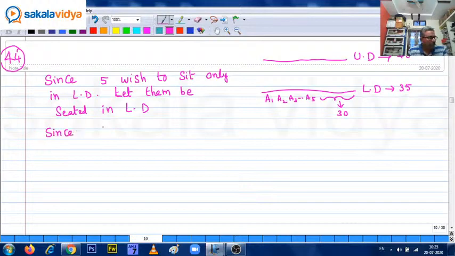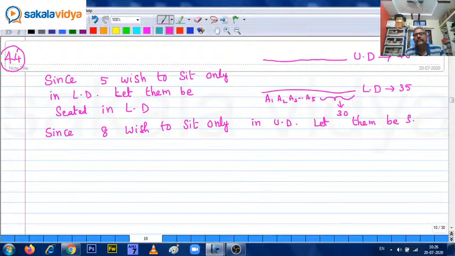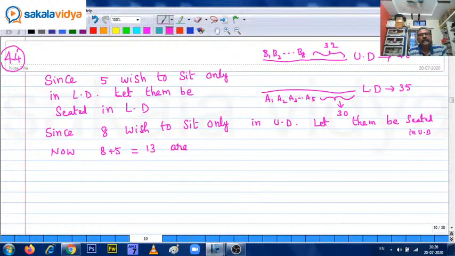Since 8 wish to sit only in the upper deck, let them be seated in the upper deck. How many members? 8 members, say B1, B2 and so on, up to B8. Now the remaining vacancies in the upper deck are 32. So now how many persons are selected already? 8 plus 5, 13 members are selected. Remaining equals 75 minus 13, that is 62.